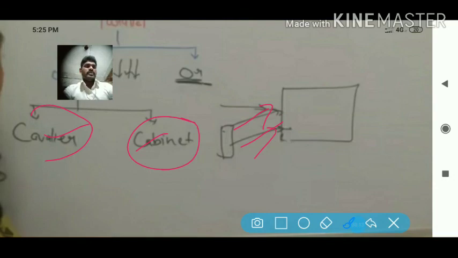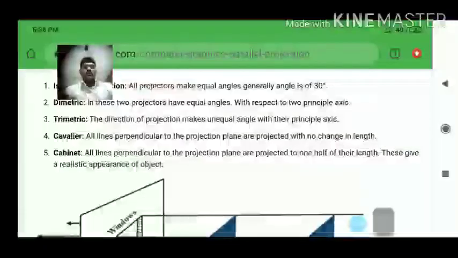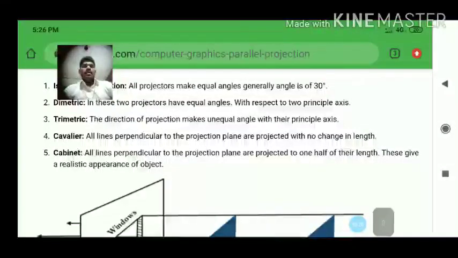So what is the difference between the cavalier and cabinet? We'll see here. Look at the definition of cavalier. All lines perpendicular to the projection plane are projected with no change in length.